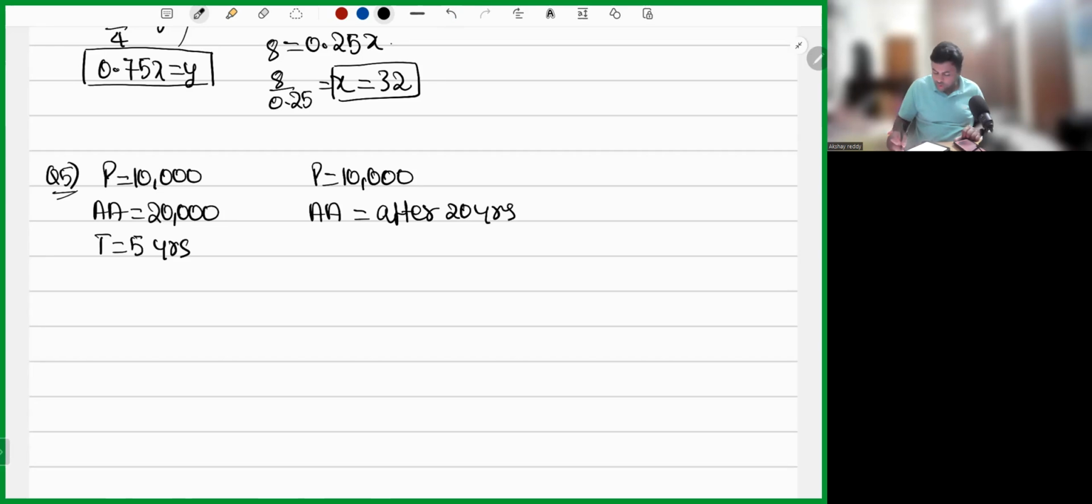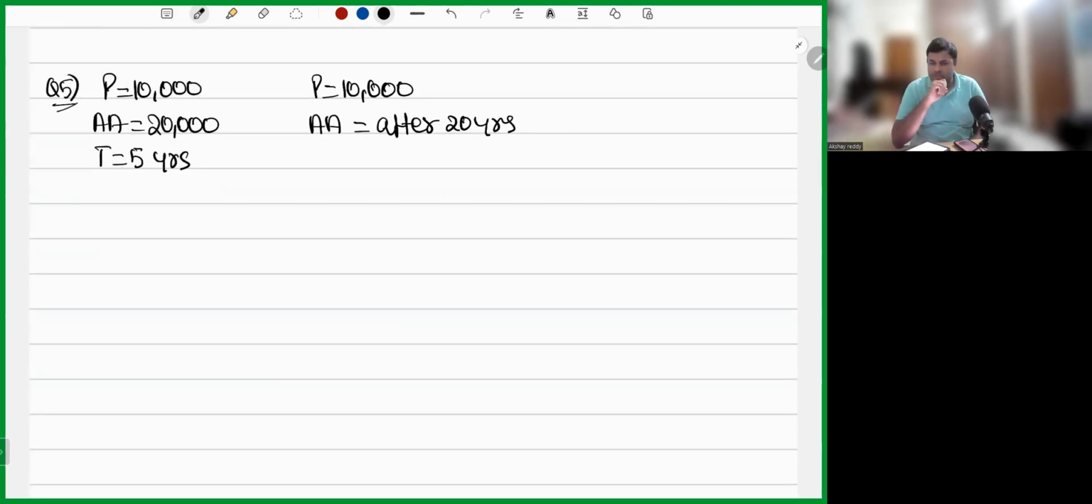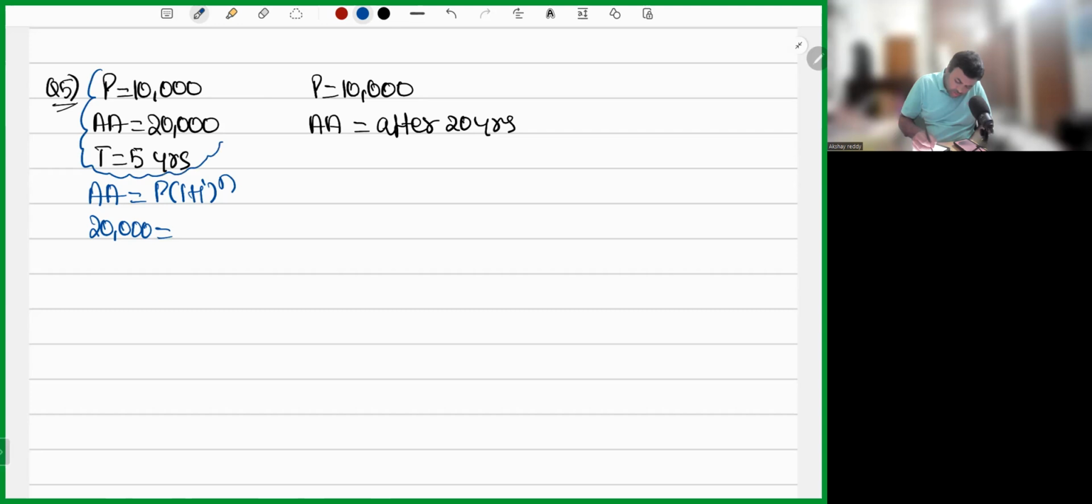So my dear friends, what is the formula for accumulated amount in compound interest? P into 1 plus i whole power n, right? So accumulated amount is equal to P into 1 plus i whole power n. Accumulated amount is given as 20,000. You might have noticed here, principal is given, accumulated amount is given, time period is given, but unfortunately rate of interest is missing. So first I'll calculate this rate of interest. Then I'll use that rate of interest here to solve the sum.